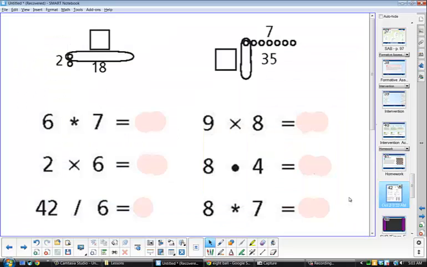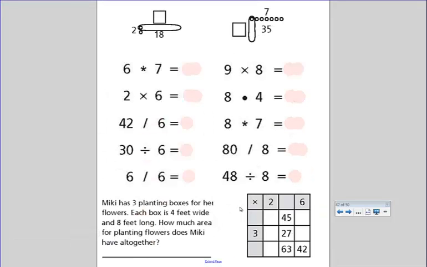Here's your homework. Pause the video. I'm going to make this big again so you can see all of it. I've got 2 fast arrays and some fast multiplication, unless you need to use the multiplication table, your count by charts, your multiplication other sheets that we have. And you can find out 6 times 7, 2 times 6, 42 divided by 6, 30 divided by 6, and 6 divided by 6. So you can find the answers there.